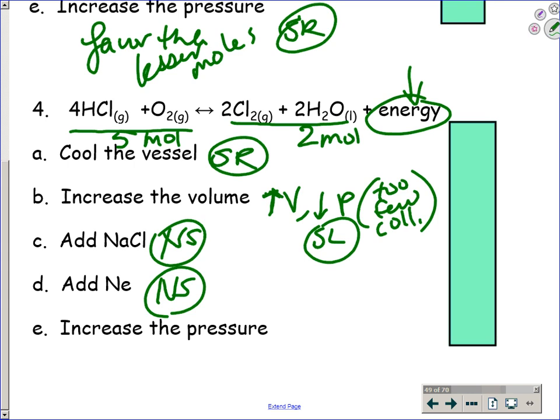So the problem is too many collisions, right? We want to go to the lesser moles. So the lesser moles would be 2 moles. Good. You guys are awesome.